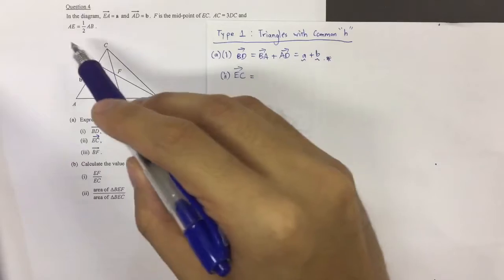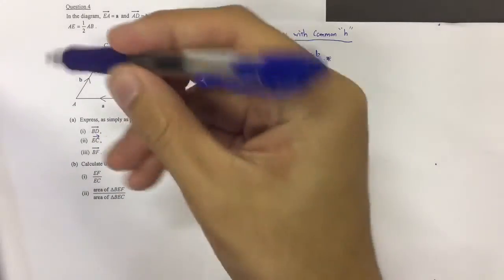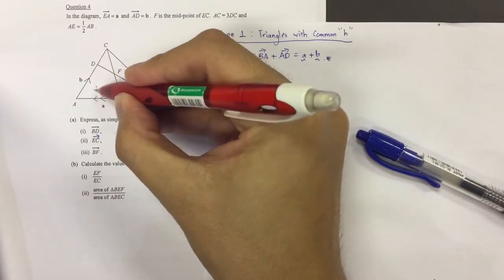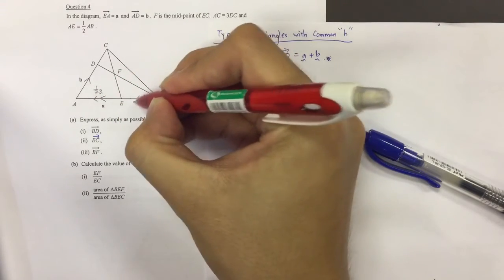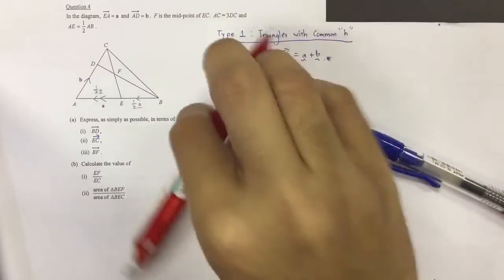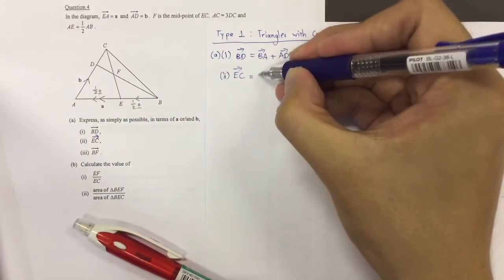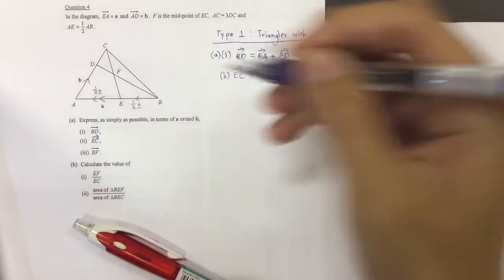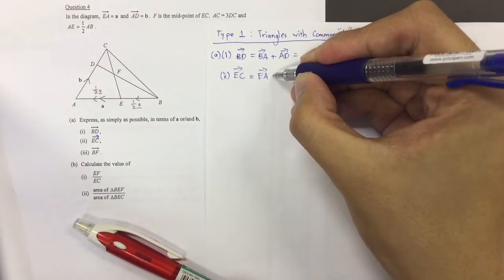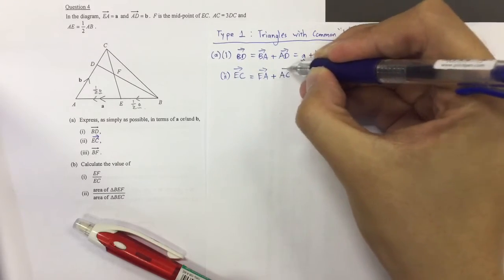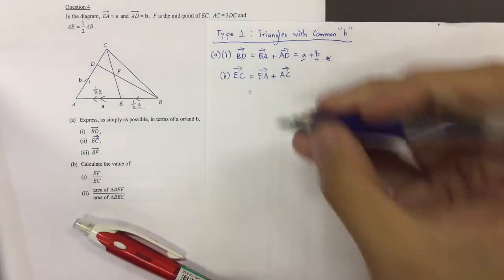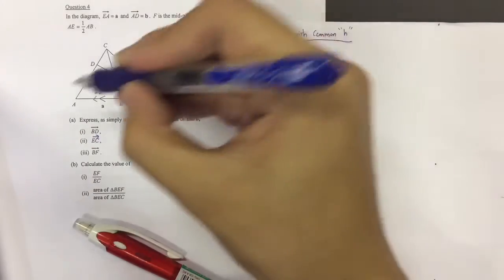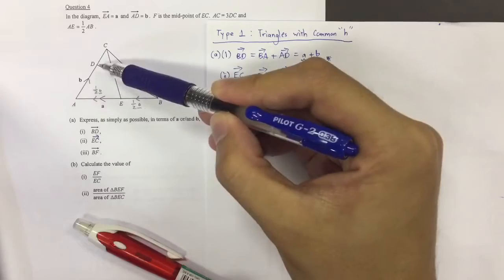It says here that AE is half of AB. So that means, in pencil, this is half A, and so is this half A. So with that, EC can be plotted by taking E to A first, and then A to C. Some other things I have to add in. First of all, E to A is half A, like I've seen. Now, A to C is not obvious yet, because we only know A to D is B.